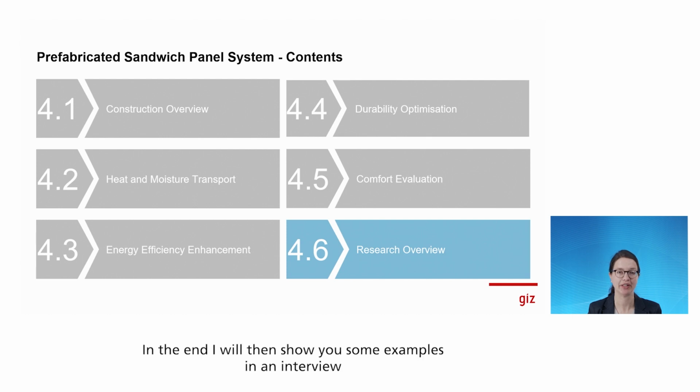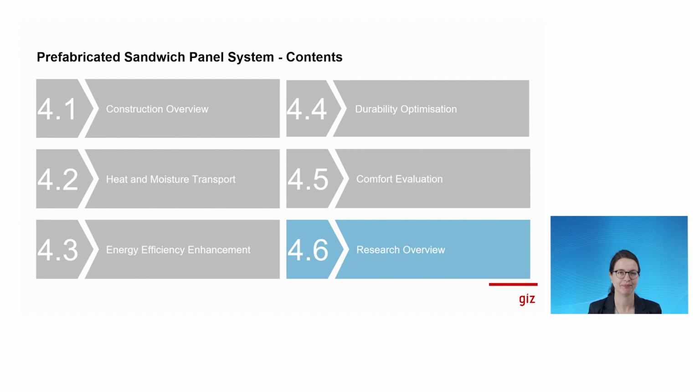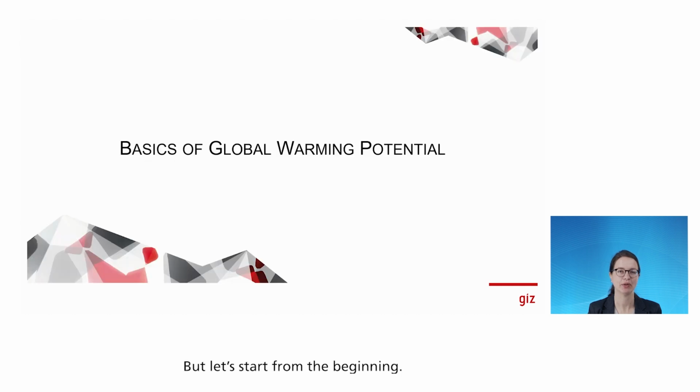In the end, I will then show you some examples in an interview of how the global warming potentials of building materials differ, how these are determined and measured, and how materials could be replaced in the future because they have better global warming potentials. But let's start from the beginning. What is the global warming potential actually?